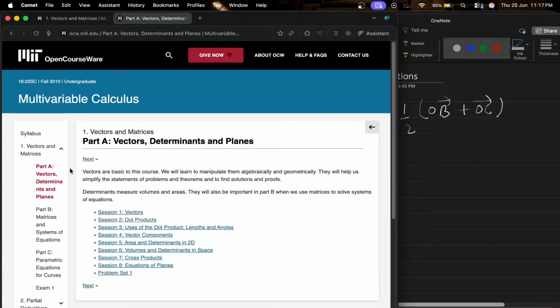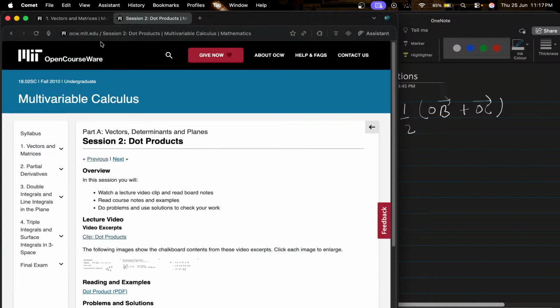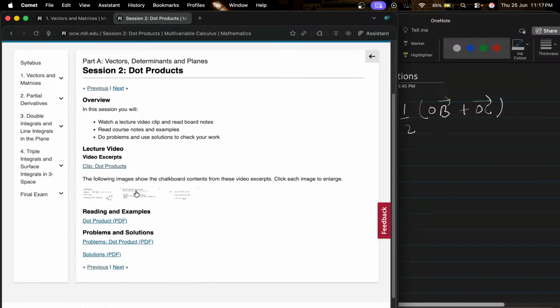Okay, let's head to the PDFs. Let's see what this is.